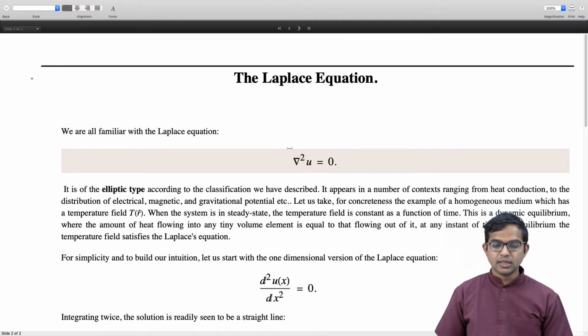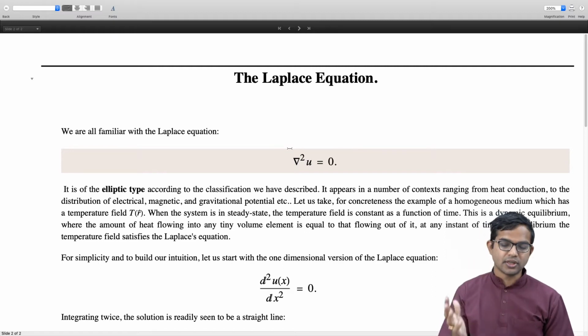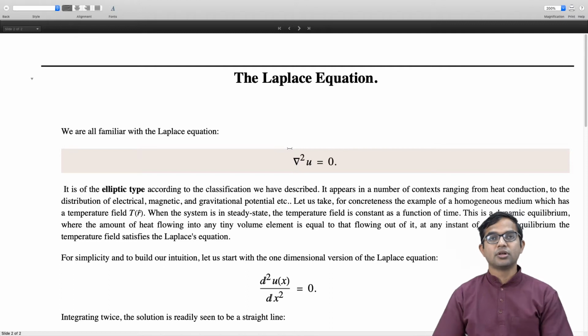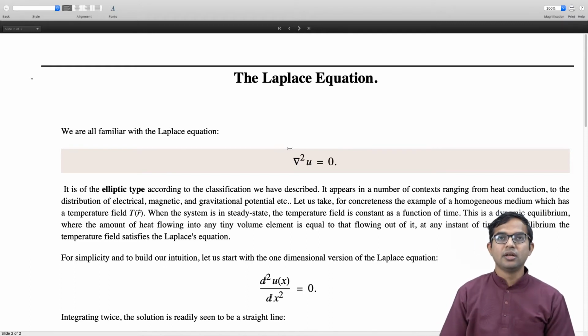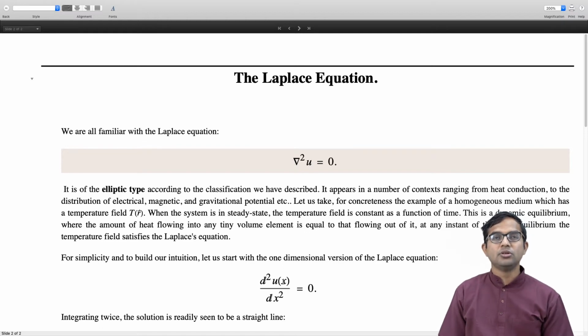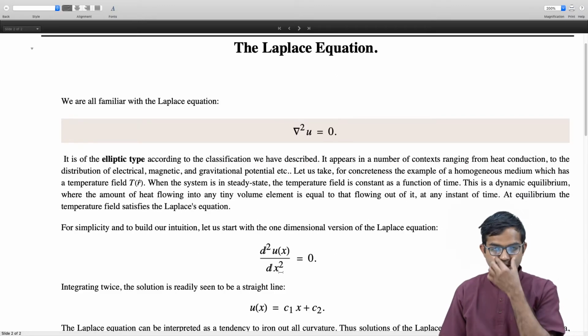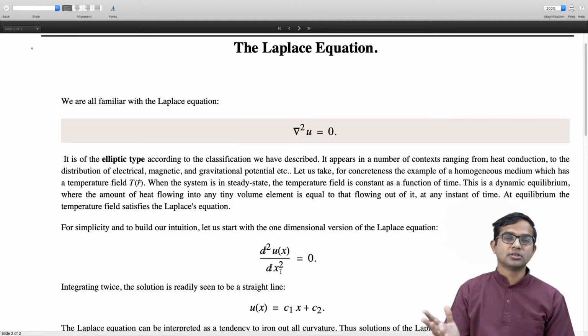So what we will do is we will start with the one-dimensional version of the Laplace equation, which is in fact kind of a trivial differential equation. It's not even a partial differential equation. It's just a function of a single variable. So we might as well write it as d²/dx² acting on u(x) equal to 0. So if you integrate it once, you get du/dx is equal to a constant, and then if you integrate it a second time, you'll get u = c1x + c2, where c1 and c2 are constants which are available for you to fix based on boundary conditions.